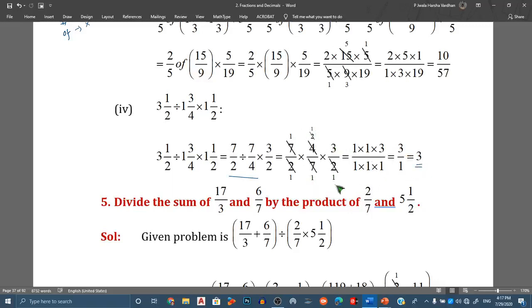Okay, up to here I am concluding this session. From the next session, next video, I will explain from the fifth problem, which are the word problems.